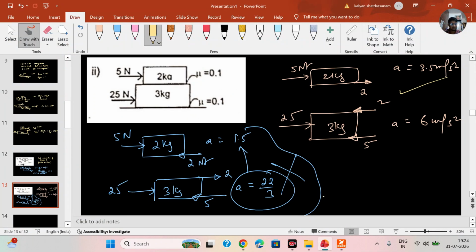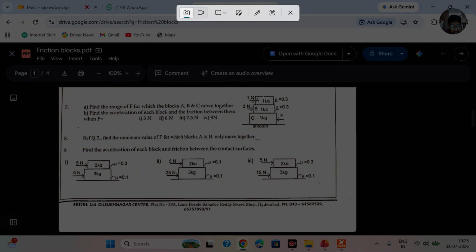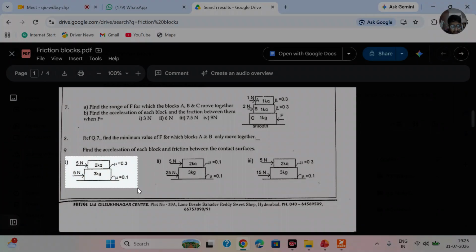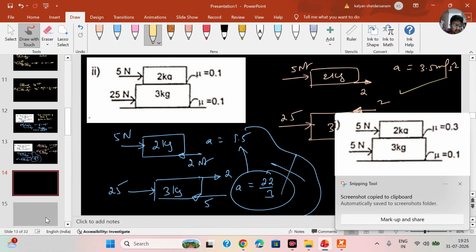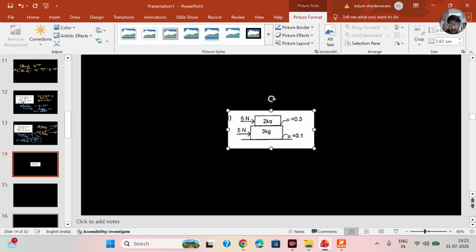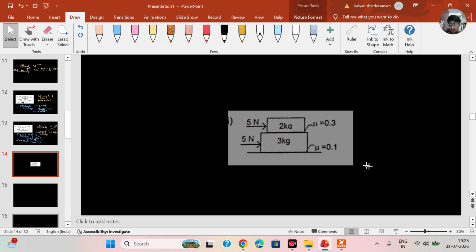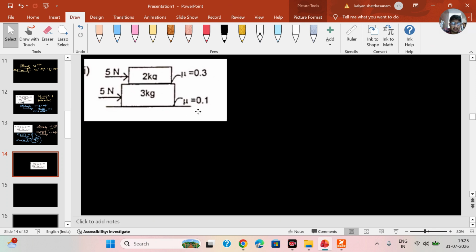Okay. One last question on two block systems. We'll take up three block tomorrow, because these are really important. We should first master two block before we go to three block. And I feel in your exam, if at all they give, because of the time constraint, they might give two block only, not three block. So you try this.